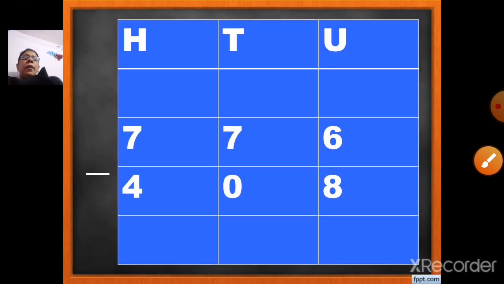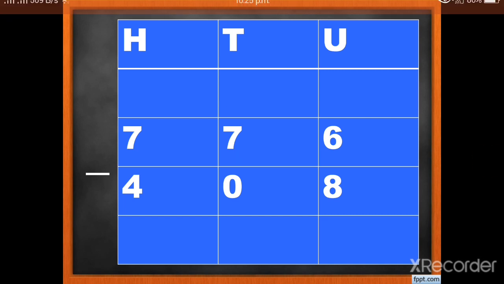Next. Now 776 minus 408. The numbers here are arranged according to their place value. Let us subtract hundreds with hundreds, tens with tens and units with units. We are going to always start by subtracting units with units, from our right hand side, that is from the units place.